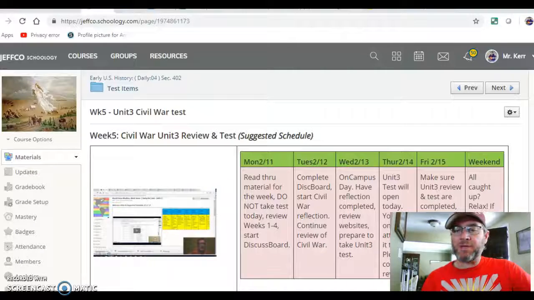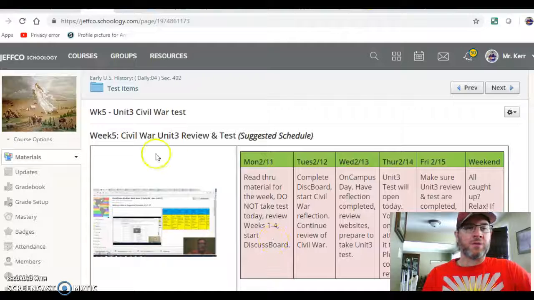We are looking at week 5, which is our Unit 3 Civil War test week. This week's going to be a little bit different. First of all, the main thing is that you do not have a weekly quiz, and you should not attempt the Unit 3 test on Monday. In fact, you won't even have access to it. So there is no quiz to take on Monday.